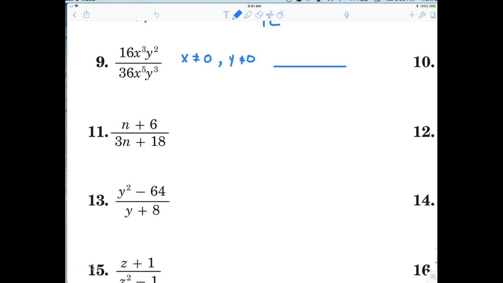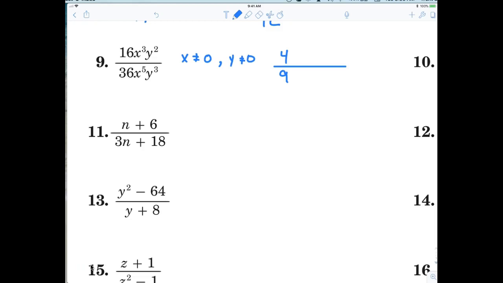Whoa, whoa, whoa. It can't be 1/2. 16 isn't half of 32. Is it 4/9? Well, what are we dividing by? 4, right? 16 divided by 4 is 4. 36 divided by 4 is 9. You're literally just reducing the fraction. You're dividing by 4.